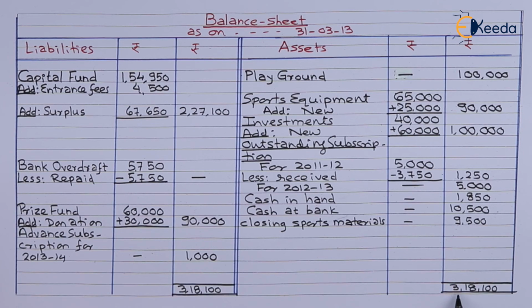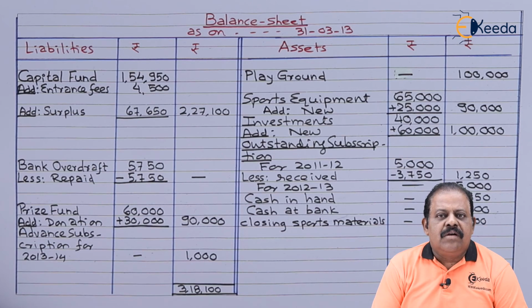Now we have closed balance sheet. Asset side total is 3,18,100. Liability side total is also 3,18,100. It means balance sheet is tallied. In this question, we learn how to give effect to adjustment of sports material consumed.